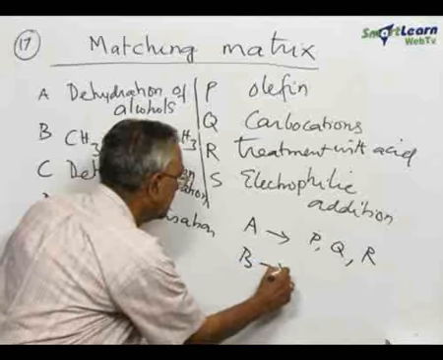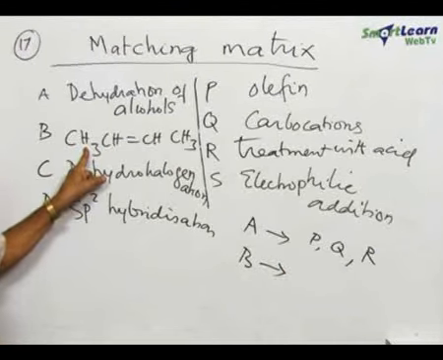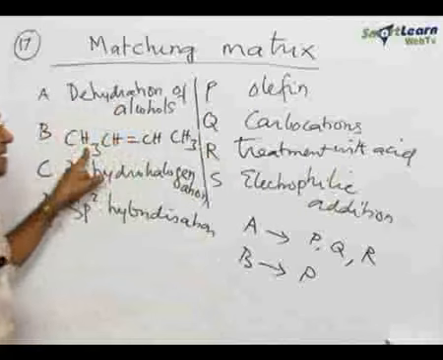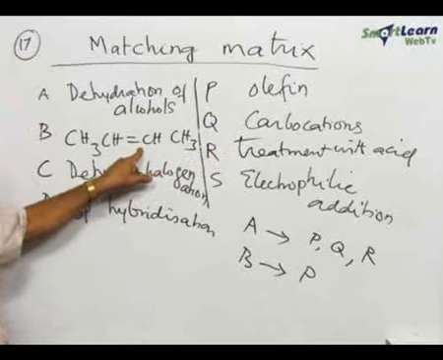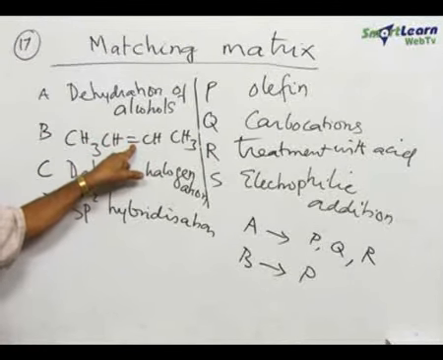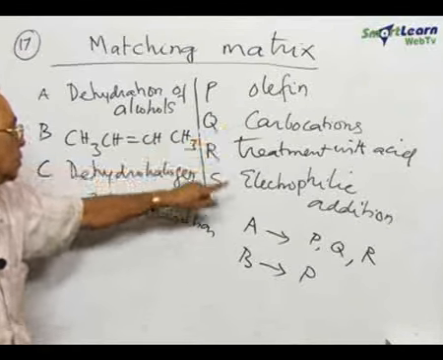Then we will take B. B is an olefin actually. Therefore, it matches with P. Then there is no carbocation as far as this is concerned. Only on treatment with something else it may lead to a carbocation. By itself it does not lead to a carbocation. So, it does not match with Q.